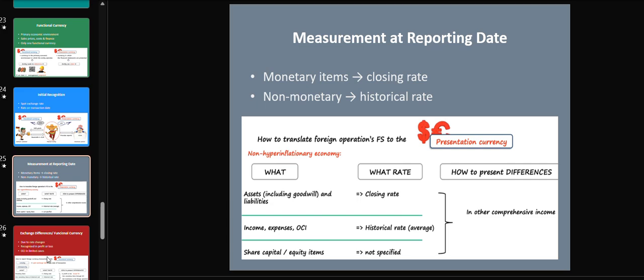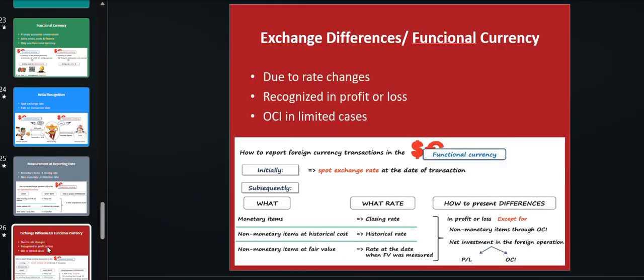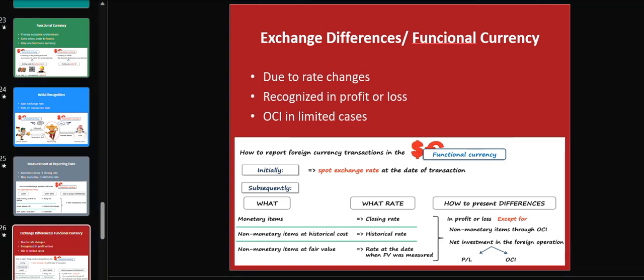Next we have exchange differences for the functional currency. When the exchange rate changes, we get a difference in the value of the currencies. Generally, these differences go straight to profit and loss. This means if your currency weakens and your debt goes up, it hits your net income immediately. This is what we have talked about before.